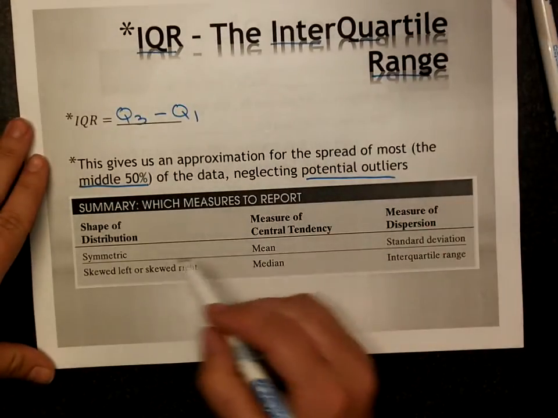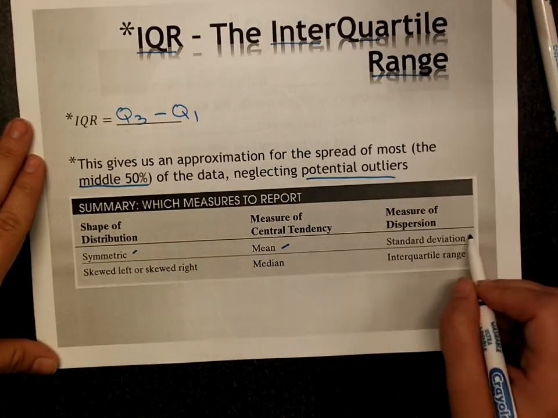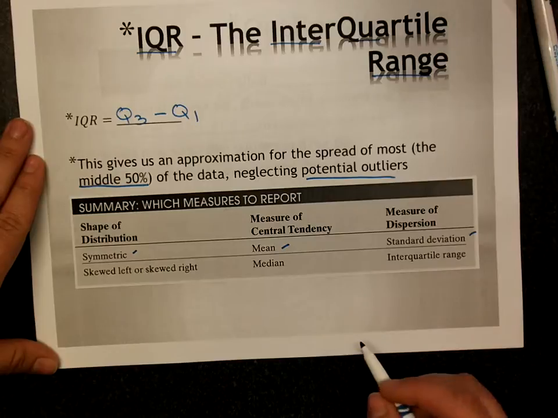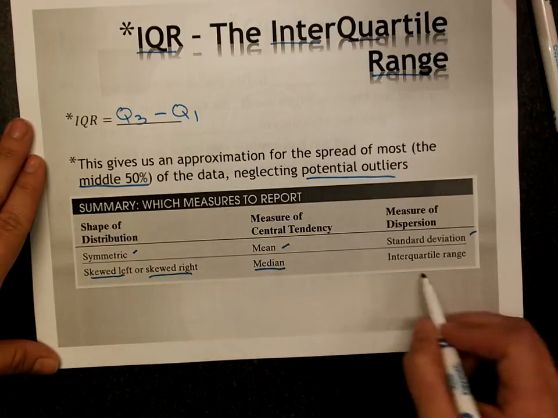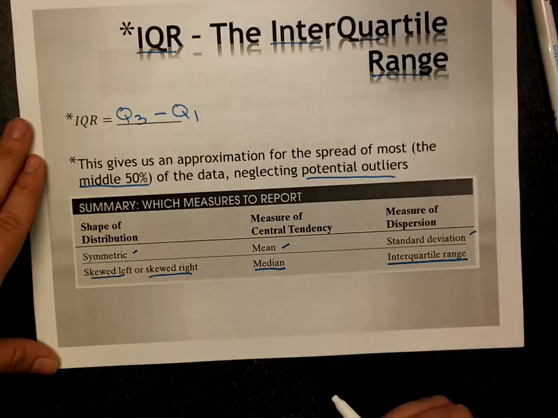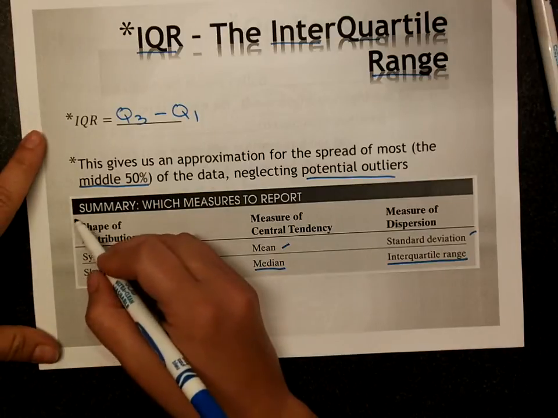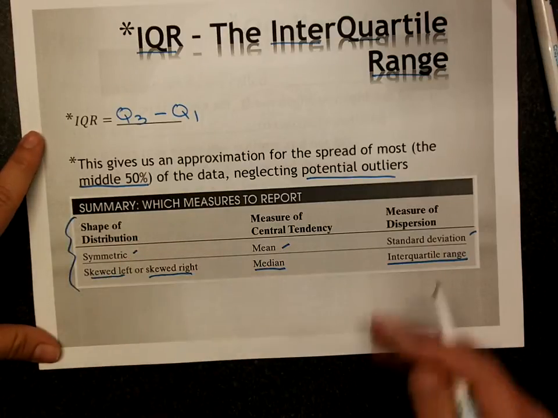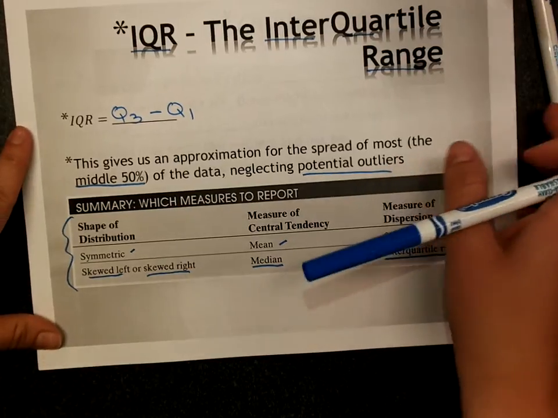So this summary tells us if the distribution is symmetric, we use the mean and the standard deviation to report. If it's skewed, we use the median and the IQR to report. We're not really reporting things, so it's not too important for this class, but if you are going on to graduate classes, it will be important to know which measures to use to report your information.